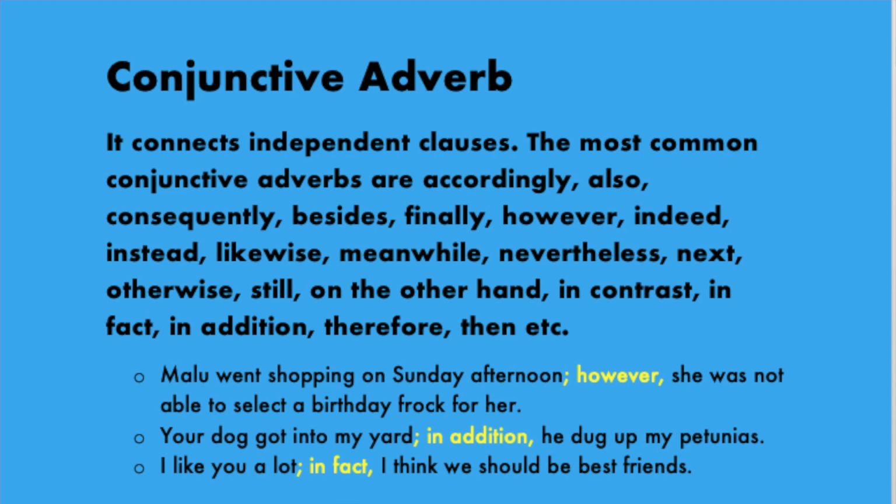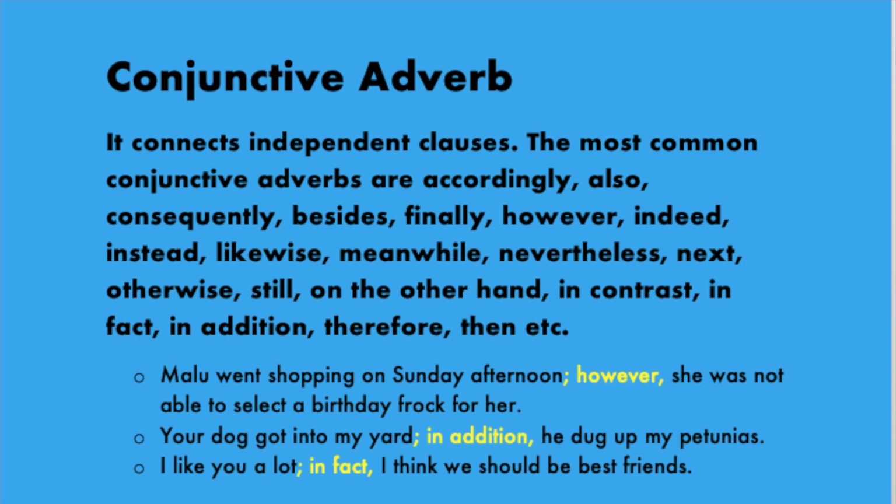It connects independent clauses. The most common conjunctive adverbs are accordingly, also, besides, consequently, finally, however, indeed, instead, likewise, meanwhile, nevertheless, next, otherwise, still, on the other hand, in contrast, therefore, and then. See the first example. Malu went shopping on Sunday afternoon. However, she was not able to select a birthday frock for her. The word however actually means but.